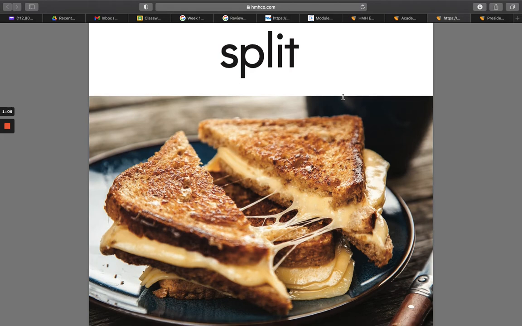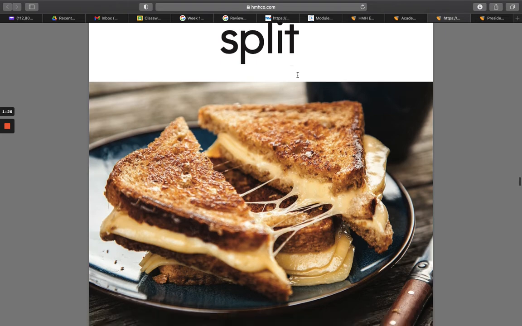Split. Say split. Let's spell it. S-P-L-I-T. Split. When you split something, you make it have two parts. So you might split a muffin in half, or you might split, for example, this sandwich in half.